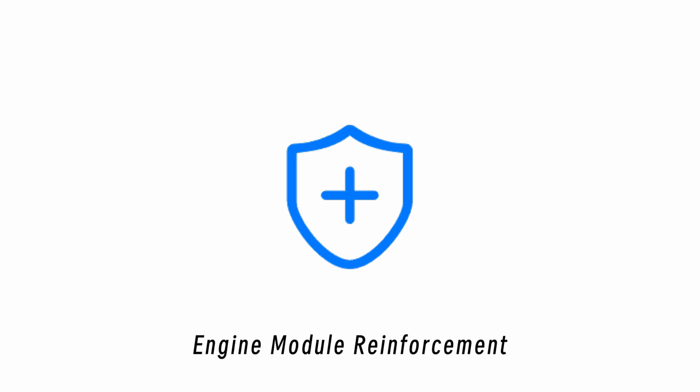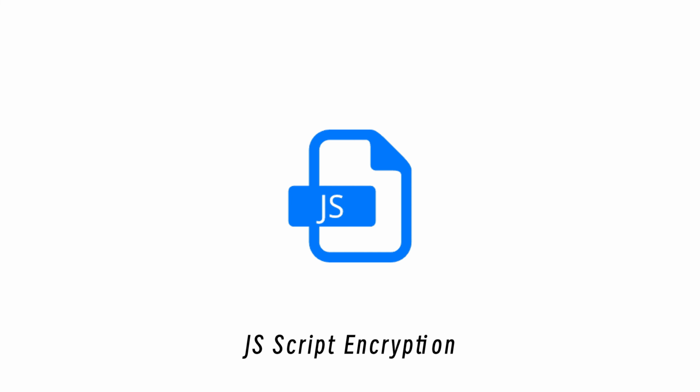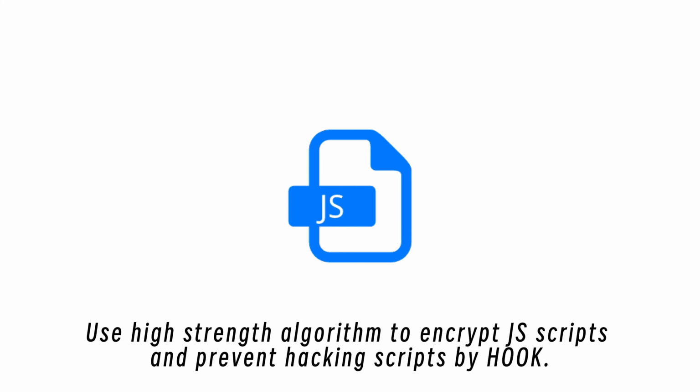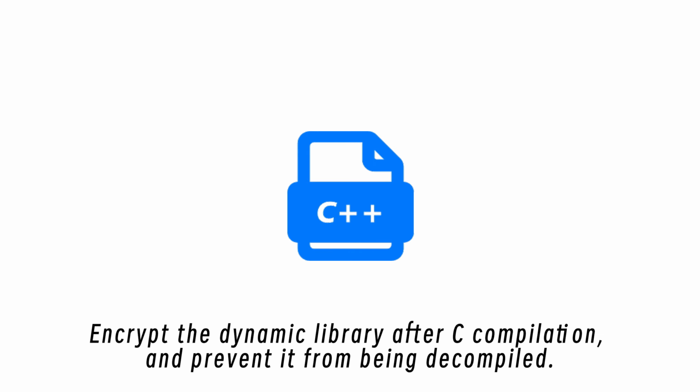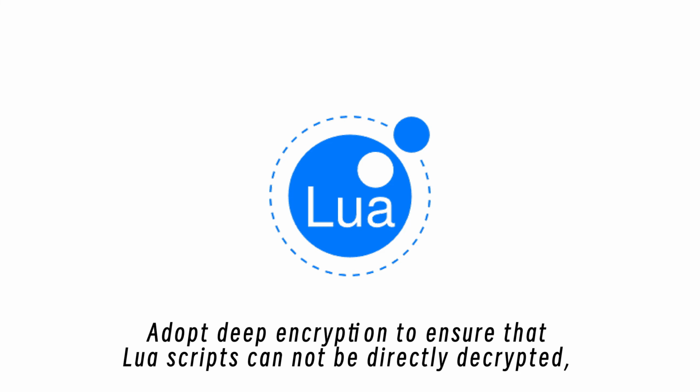Engine module reinforcement. Game hardening uses the industry's original so shelling, with no import function, to protect the game code from being analyzed and prevent further operations by hackers. JS script encryption. Use a high-strength algorithm to encrypt JS scripts and prevent hacking of scripts by hook. C code encryption. Encrypt the dynamic library after C compilation and prevent it from being decompiled. Lua script encryption. Adopt deep encryption to ensure that Lua scripts cannot be directly decrypted.